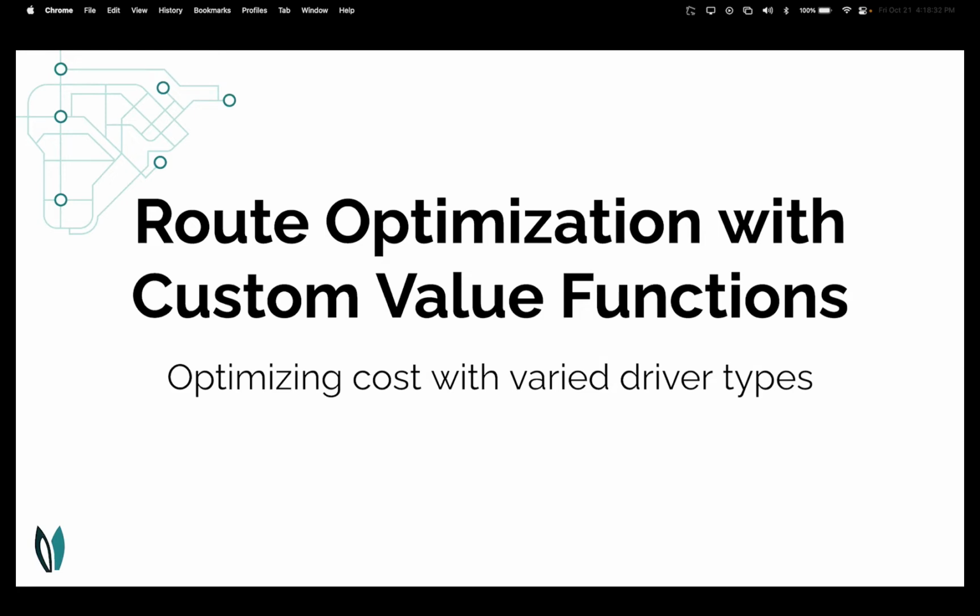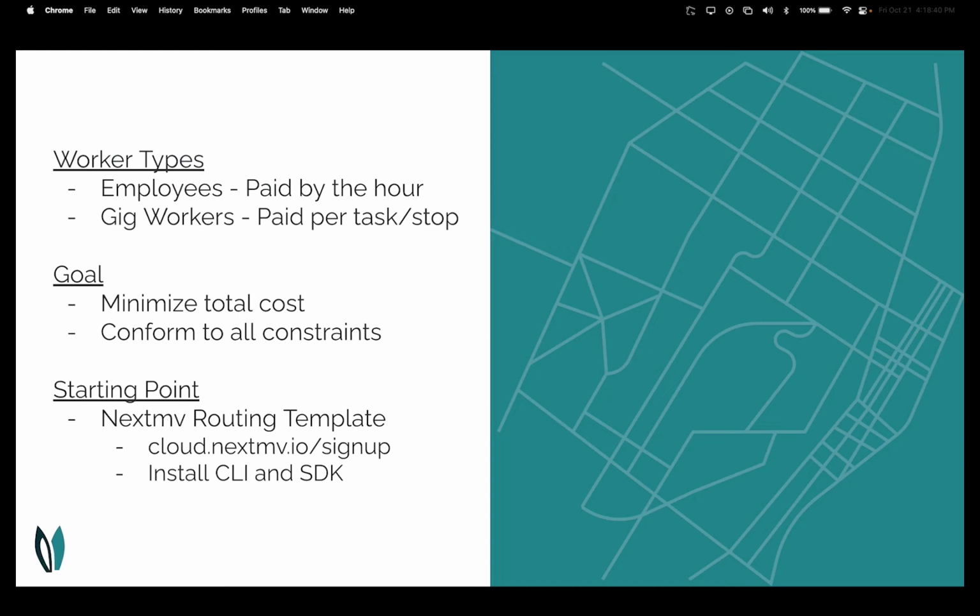In this video, I'm going to walk through how to implement a custom value function to solve a routing problem when cost varies based on different types of drivers. In this example, tasks can be assigned either to employees who are paid by the hour or gig workers who are paid by the stop or by the task. The goal of our optimization is to minimize the total cost we have to pay to assign all of the stops or tasks, while also conforming to all of the constraints that we have.